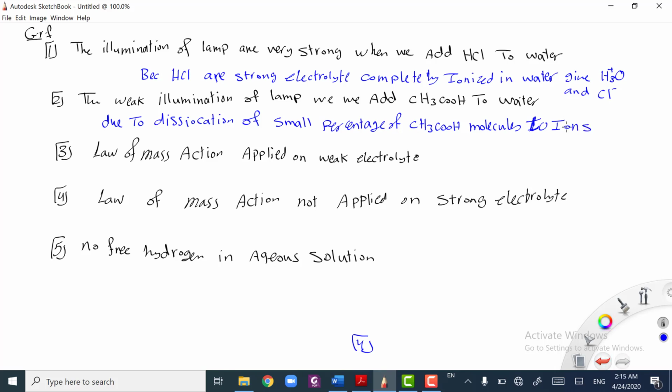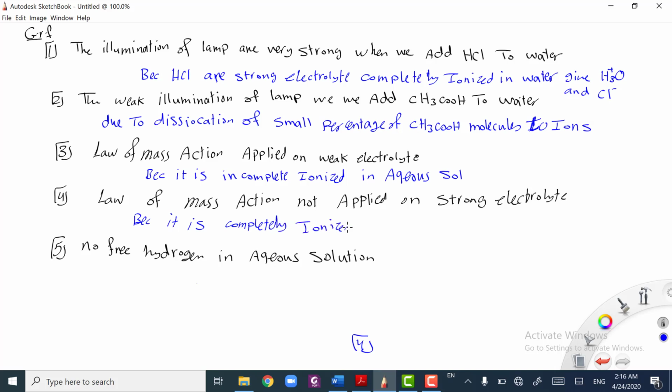Number 3, the law of mass action is applied to the weak electrolyte because it is incompletely ionized in aqueous solutions. But the law of mass action is not applied to the strong electrolyte because it is completely ionized in aqueous solution.